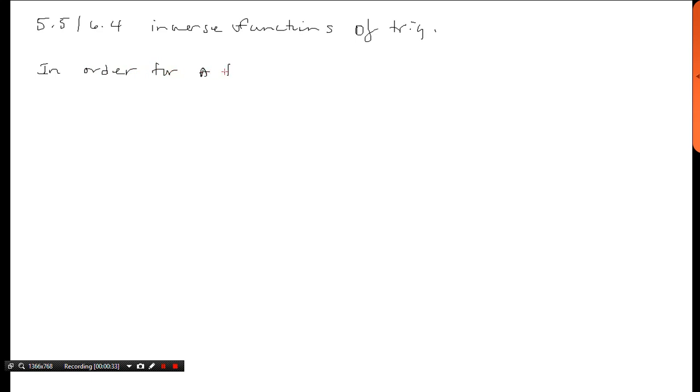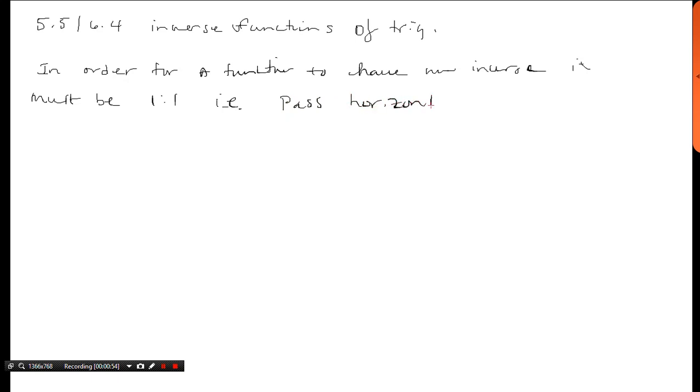for a function to have an inverse, it must be 1-to-1, i.e., that means it must pass the horizontal line test. And what the horizontal line test does is make sure that for every output, there is exactly only one input that'll give you that output.